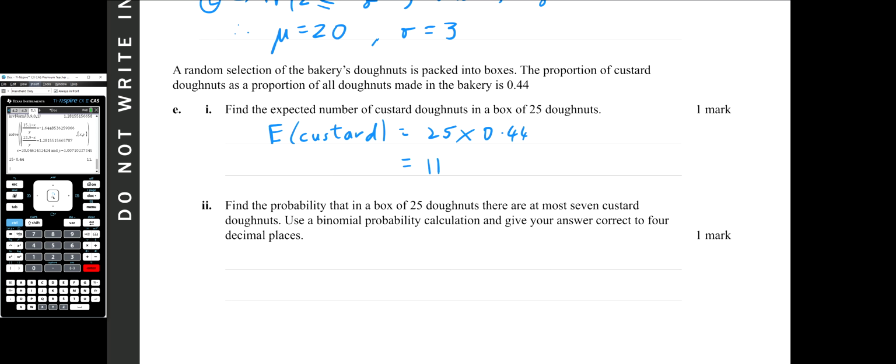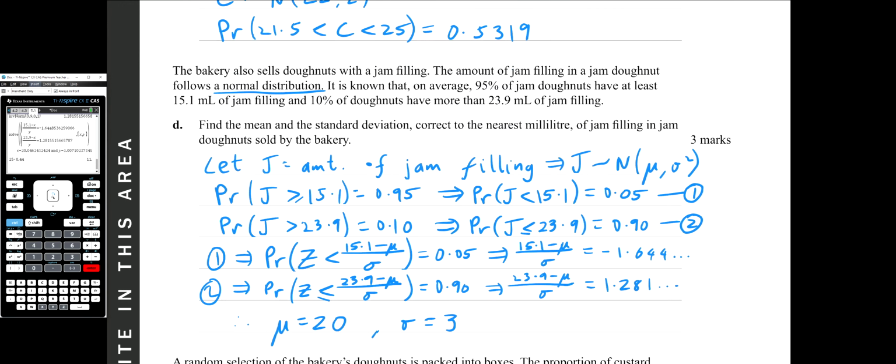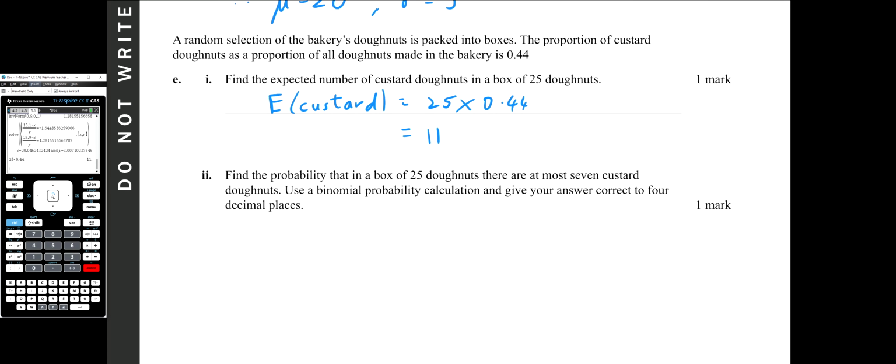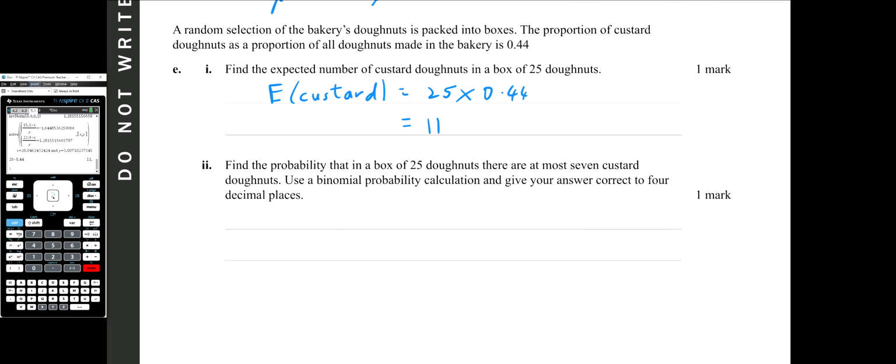So find the probability that in a box of 25 donuts, there are at most 7 custard donuts. Use a binomial probability calculation and give your answer correct to 4 decimal places. Okay, so have we used C? Yes, we have used C before in option C. So yeah, we're just going to change over to using a different letter. So I'm going to use CD for custard donuts.